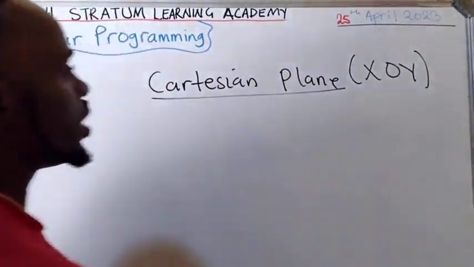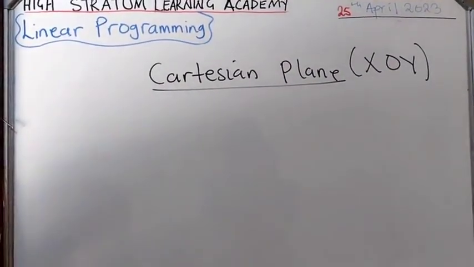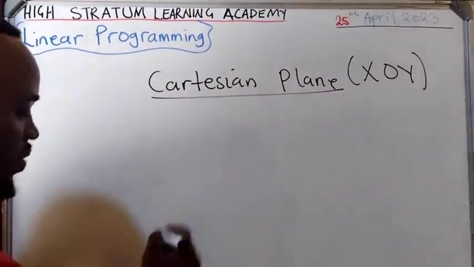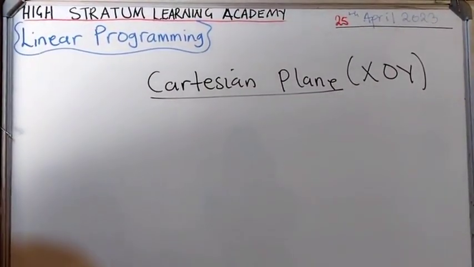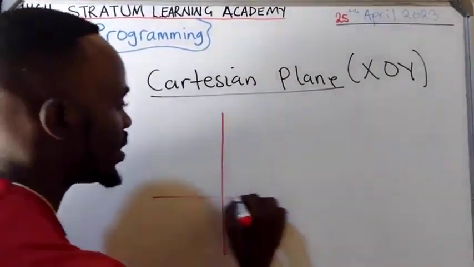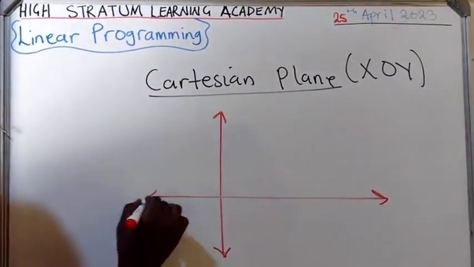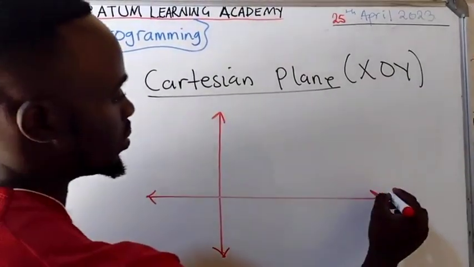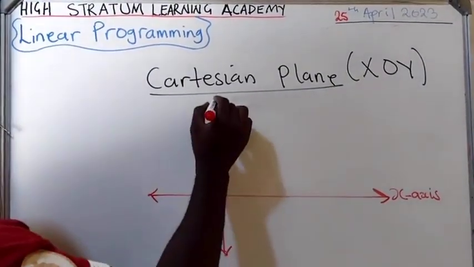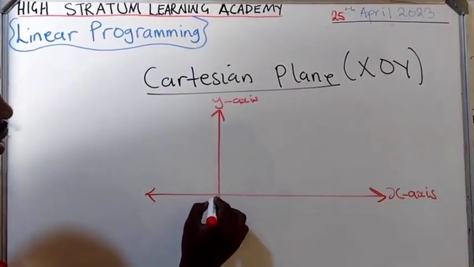So what is this XY plane? The Cartesian plane is the graph which consists of the x-axis and the y-axis, and it consists of 4 quadrants. So what do I mean? If you have something like this, this is what we call the Cartesian plane. This horizontal line is called the x-axis. Then this vertical line is called the y-axis. So here we have the origin.